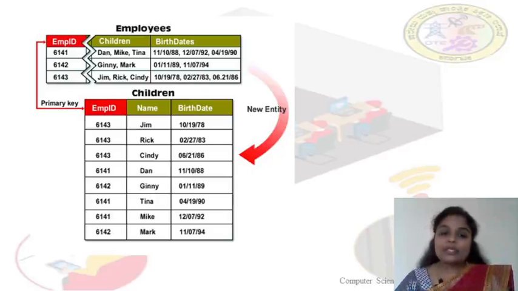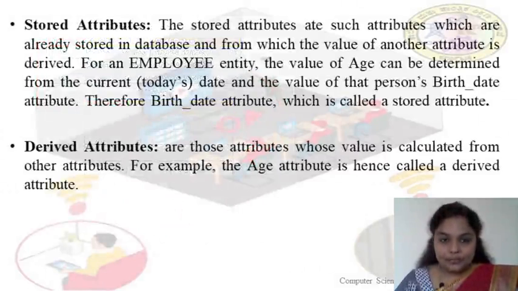Which attribute are we using? Are we using the name field? By using the name field, can we calculate the age of a person? No. At least by using employee ID, can I calculate the age of the person, that is Tina? No. By using date of birth, that is birth date, can I calculate? Yes. So in that case, birth date is called a stored attribute, because by using that I am trying to calculate some other value. That's why the birth date is called what? The stored attribute.